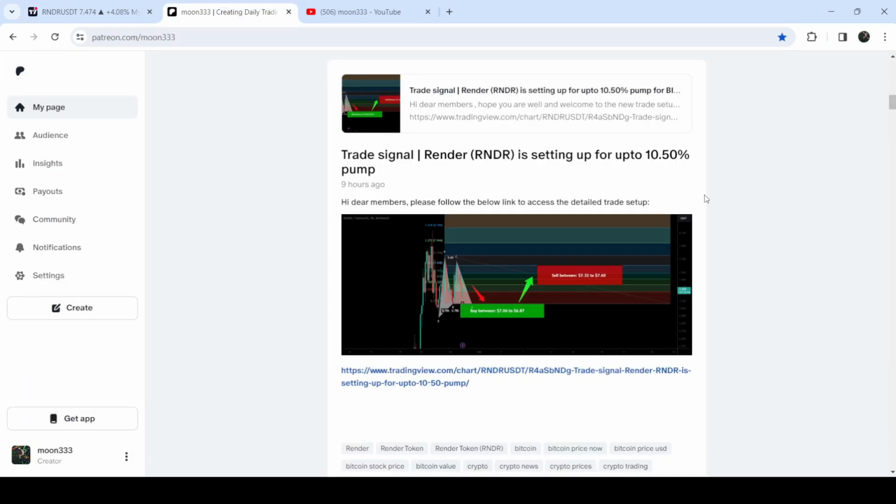And I would also like to share with you my most recent trade signal for Render that I shared a few hours ago with my members.